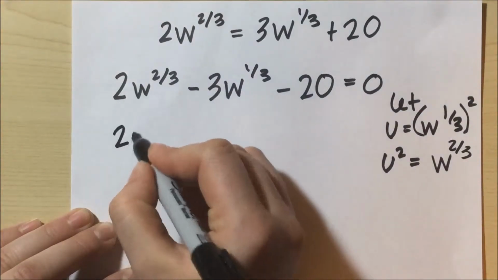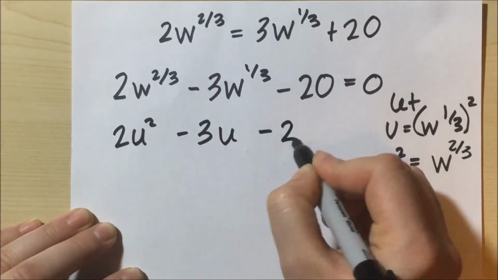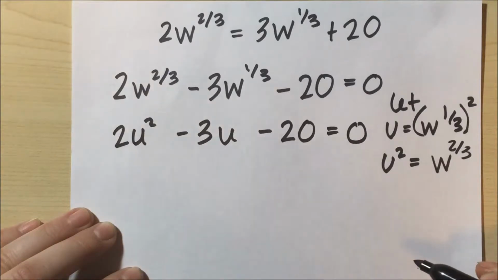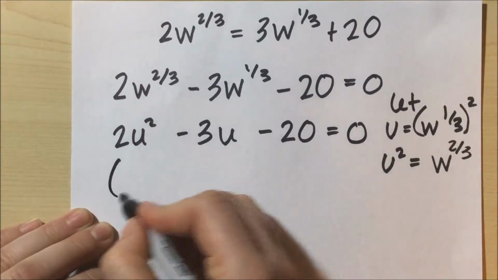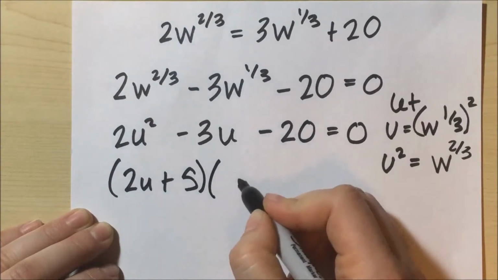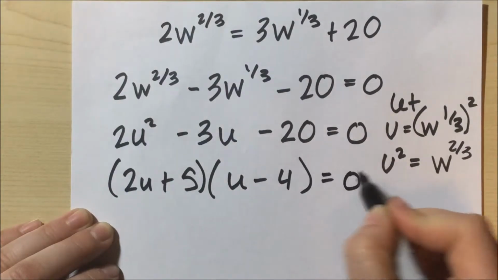So I have 2u squared minus 3u minus 20 equals 0. Now what I'm going to want to do is factor this. Okay, so when I factor it out, I get (2u plus 5) times (u minus 4) equals 0.